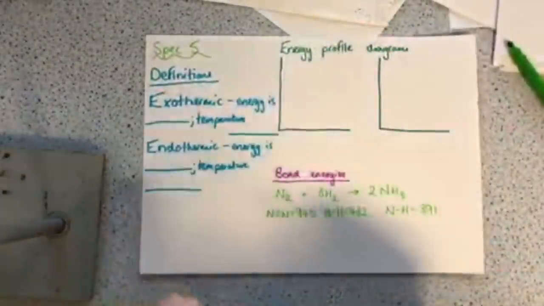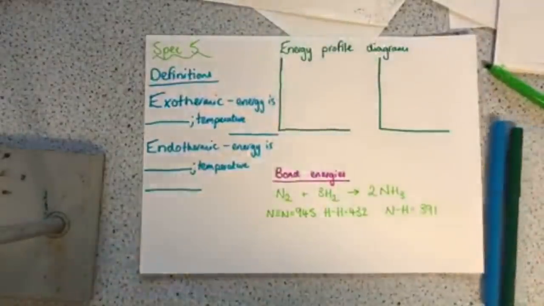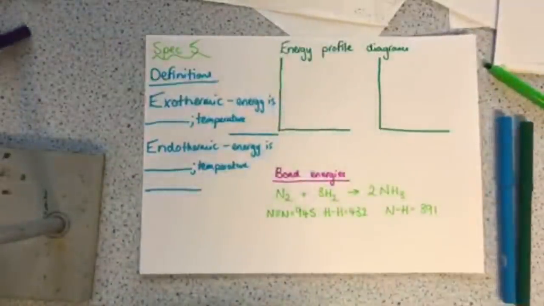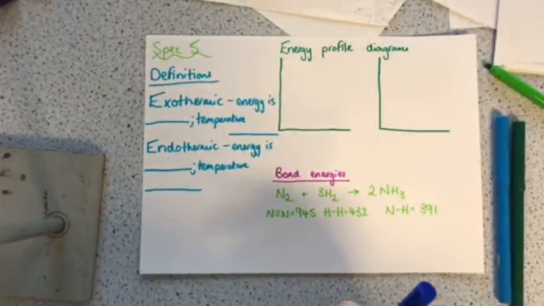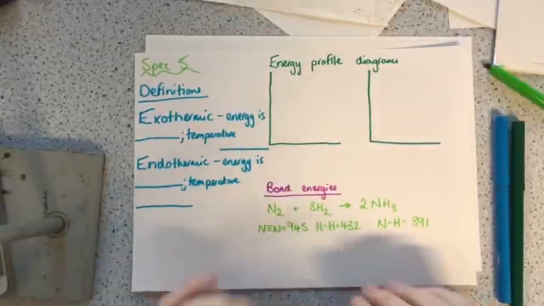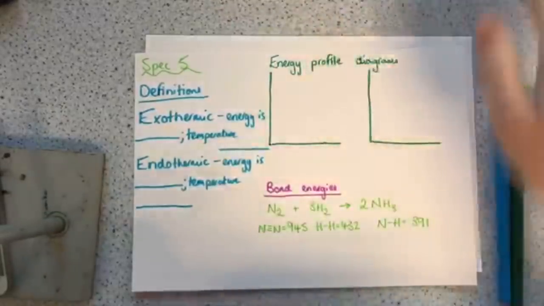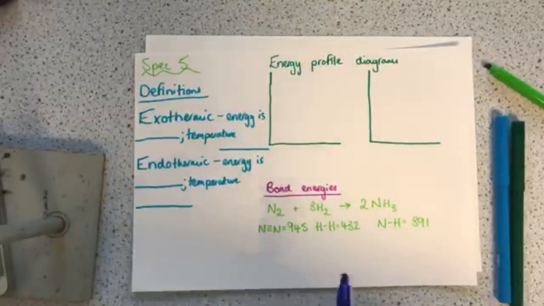So, spec 5. Very easy spec because there's not much to it. So, essentially for spec 5, there are 3 key points that you need to be aware of. And you need to be able to firstly write the definitions for exo and endothermic reactions. Spec 5 is all about energy changes. In fact, it's called energy changes. So, I'll just move this paper out of the way so it's nice and clear. So definitions, exothermic, I've given myself a little missing word activity because I like those.